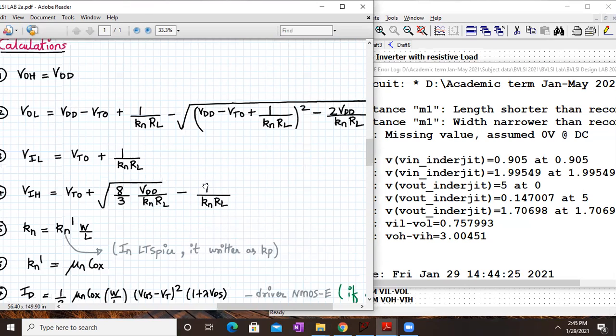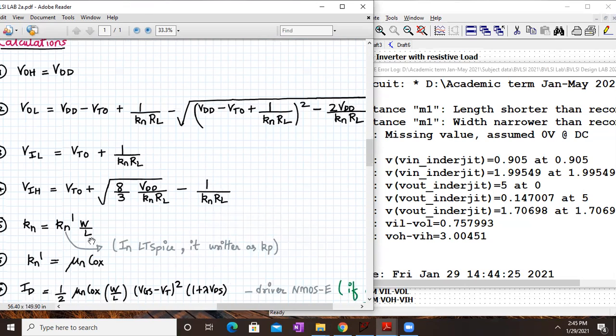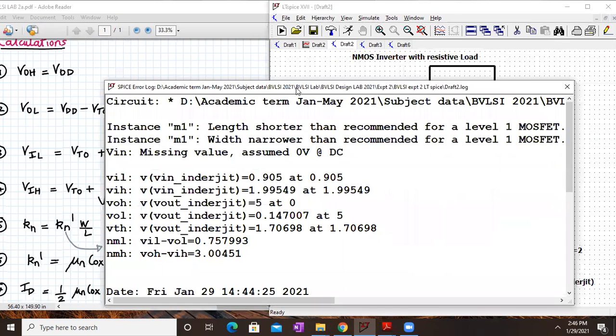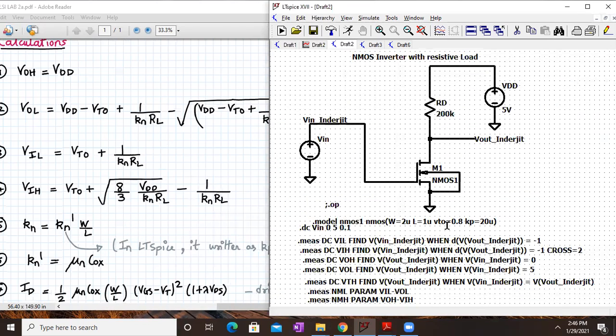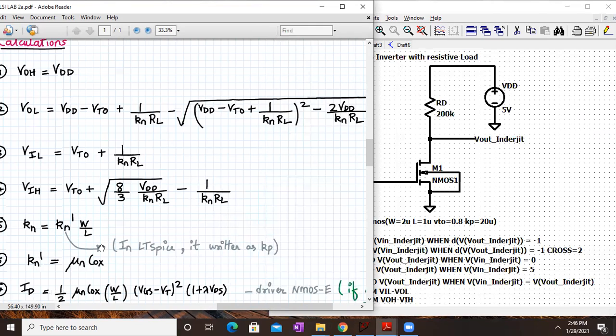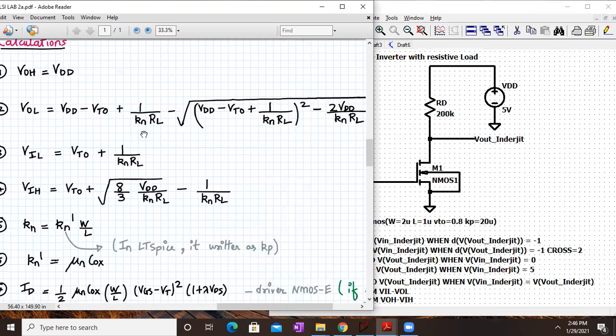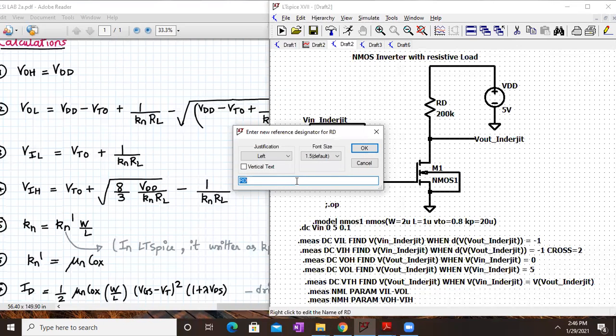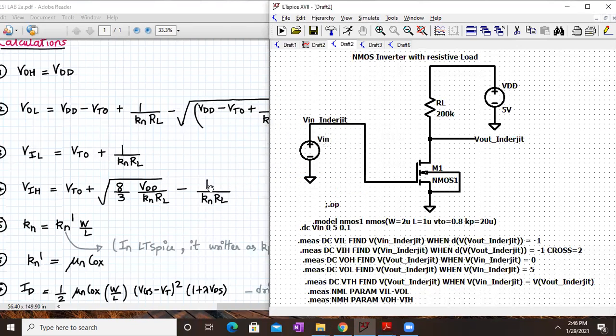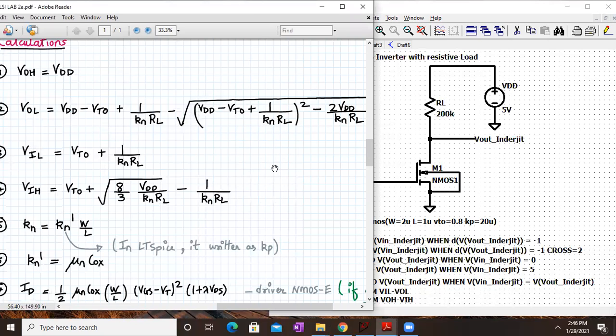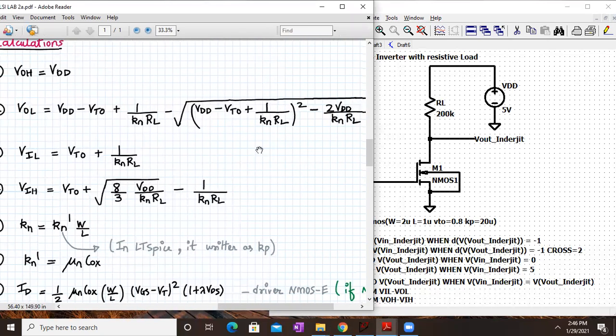Remember, Kn will be Kn dash times W by L. Kn dash will be mu n into Cox, which is the value you have over here. That is just the Kp value; in LTspice we write it as Kp. So 20 micro into W by L, which is twice over here, which I have considered. Accordingly, substitute this Kn value. The RL value we have given over here, RL or RD; we can call it RL or RD. VTO is also given for the NMOS transistor. Substitute all the values and match them with the simulated value.